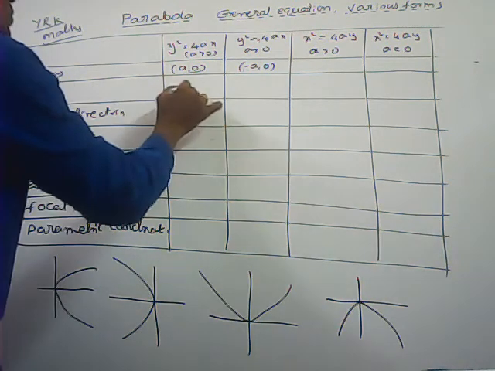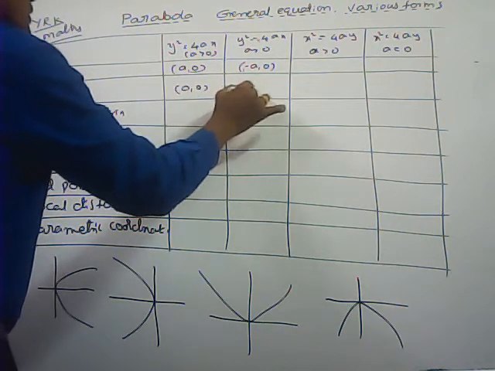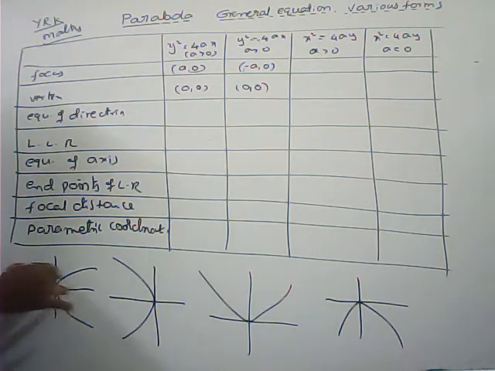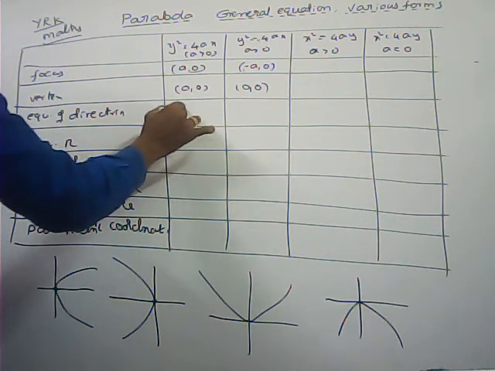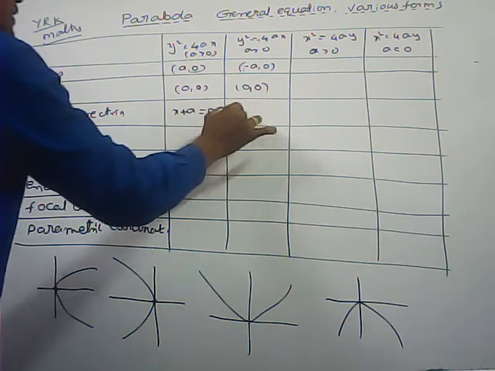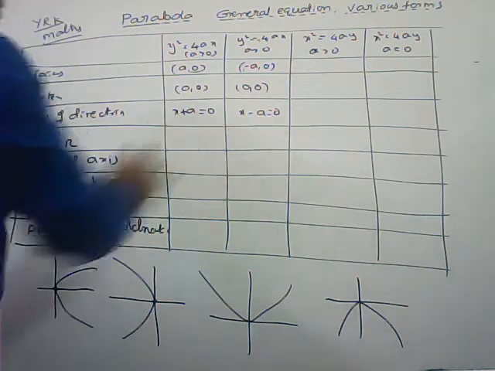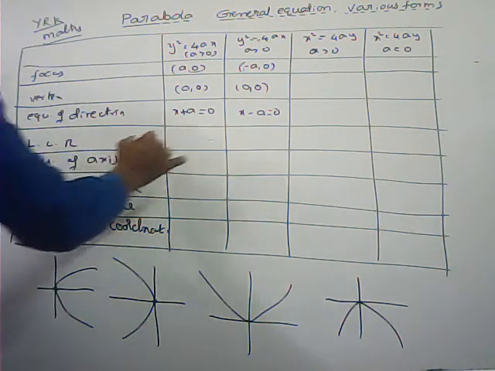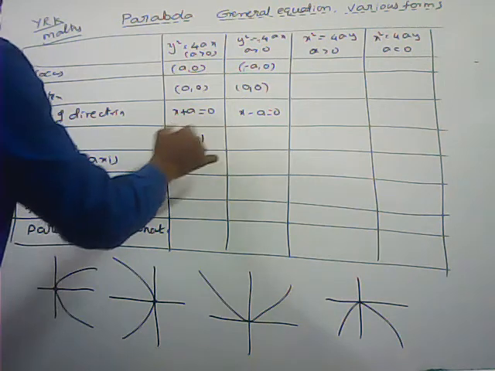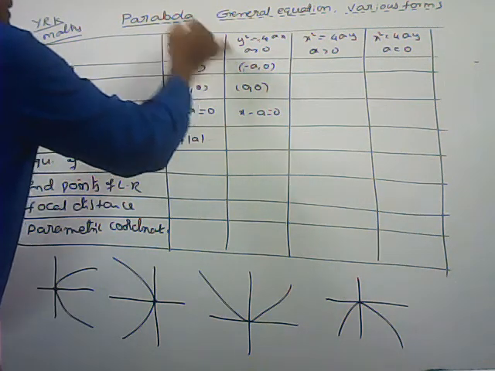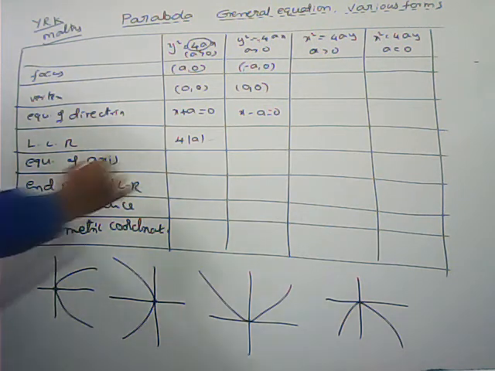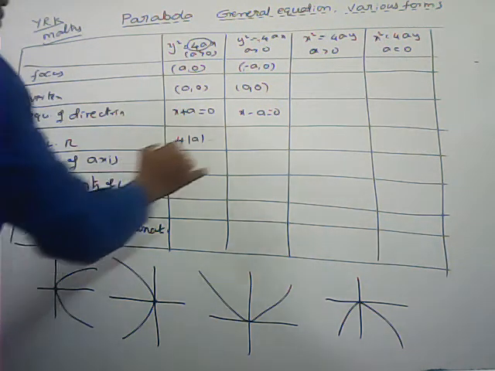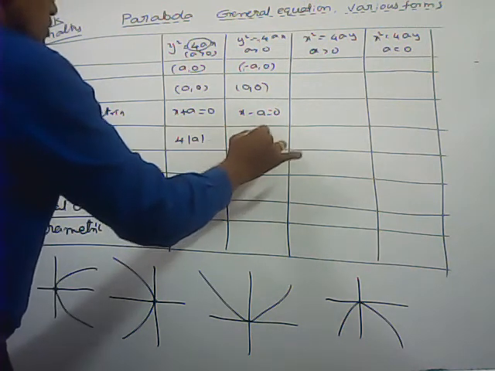Vertex here (0, 0), here also (0, 0). Vertex is the point of intersection of the axis and the parabola. Equation of the directrix: here x plus a equals 0, here x minus a equals 0. In the place of a, you can keep minus a. Length of the latus rectum is 4 into modulus of a. Here we say length of the latus rectum only, that should be positive. Either a is positive or negative, we keep modulus of a. Now here also 4 into modulus of a.